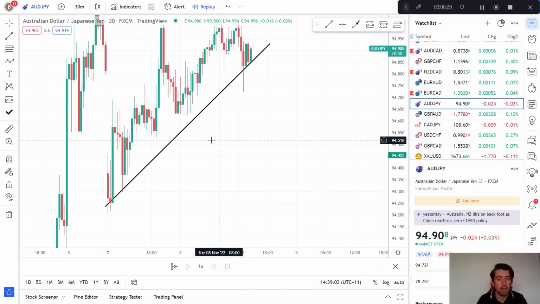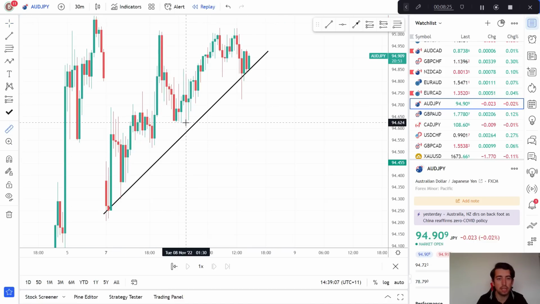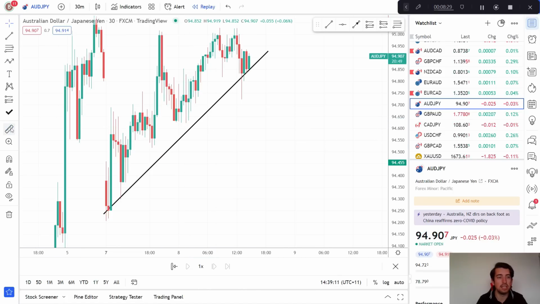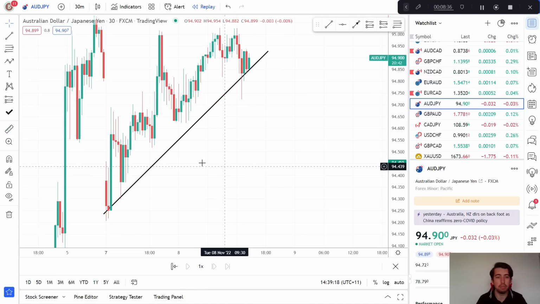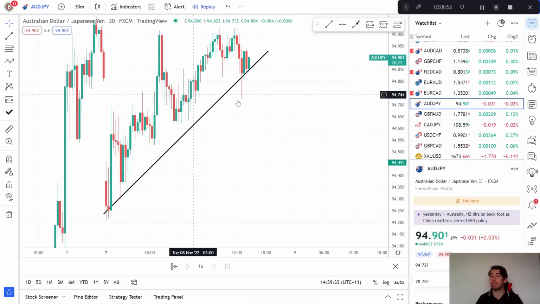right? Remember the 10 pip rule. 4.5 pips there. So that's definitely a touch. This probably is not going to be. Oh, in fact, it is. 8 pips there. So how many touches do we actually have? 1, 2, 3, 4, 5, 6. Obviously not in order, but there we go.